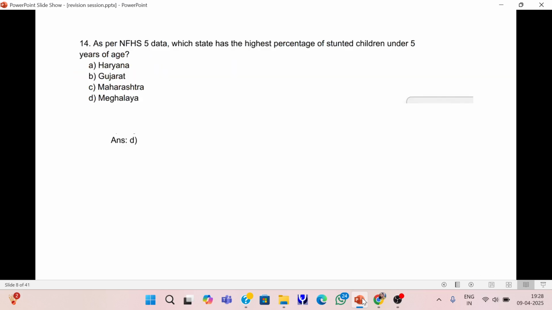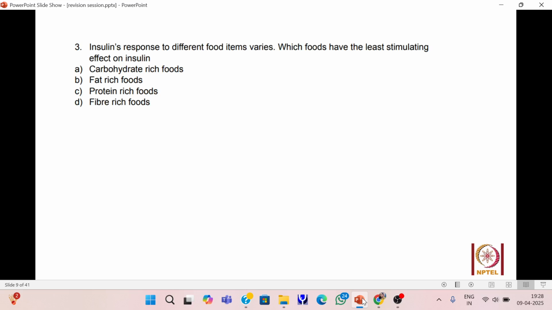Okay, here also I have kept the answer, so just leave it. It is Meghalaya. Meghalaya has the highest percentage of stunted children under 5 years of age. Okay, moving on to the next question.